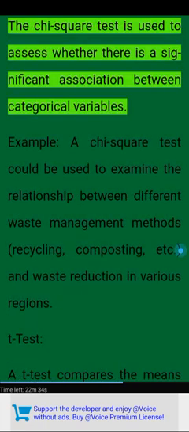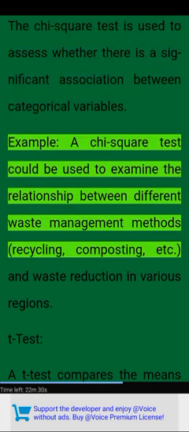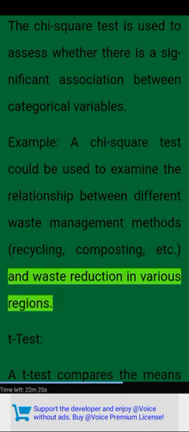Chi-square test. The chi-square test is used to assess whether there is a significant association between categorical variables. Example: the chi-square test could be used to examine the relationship between different waste management methods, recycling, composting, etc., and waste reduction in various regions.